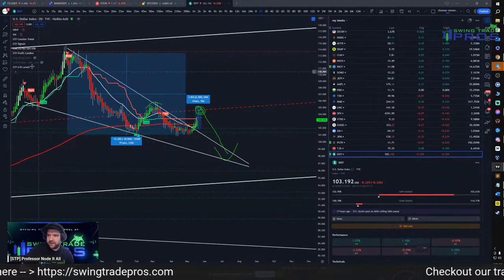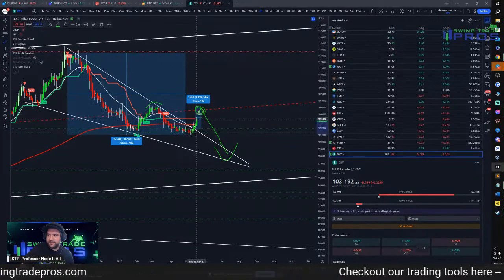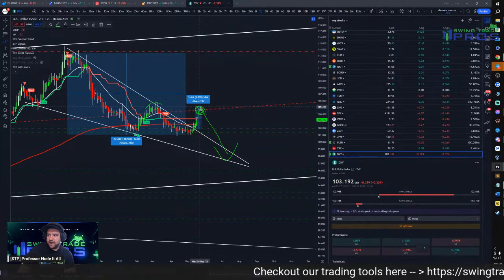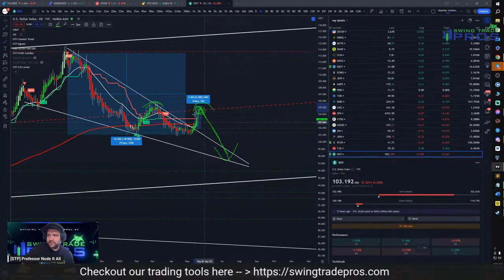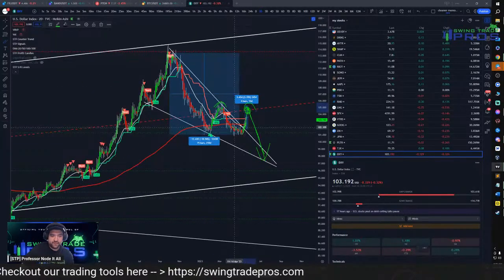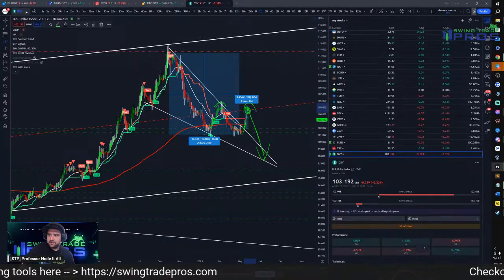Yeah, so I was thinking that we get like a fake out, right, on this break? So fake out, breakout, and then dump. We get the double top stuff, right? That's what I think. That's what I'm projecting to happen to the dollar here. But we'll see how this plays out.